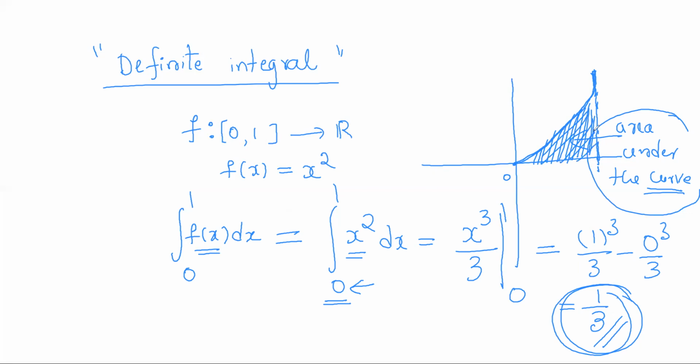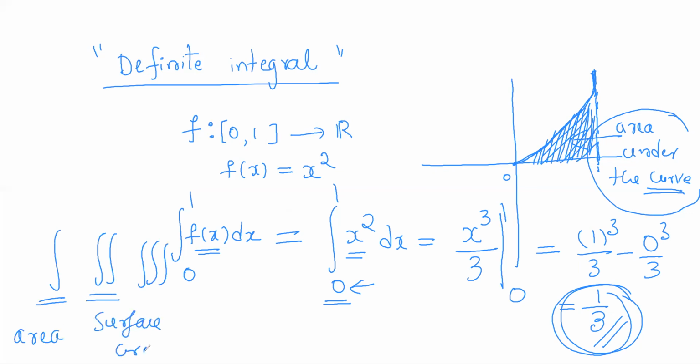In definite integrals, we come across single integrals, double integrals, triple integrals, like this. A single integral mainly gives you area, a double integral gives you surface area, and a triple integral will give you the volume. So based on the dimension, single integral, double integral, triple integral will give you area, surface area, and volume respectively. So this is the basics of differentiation and integration.